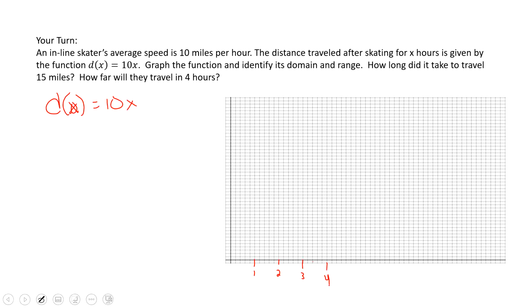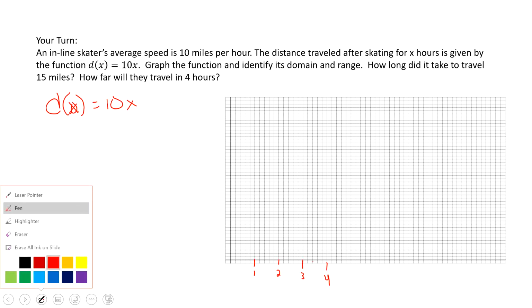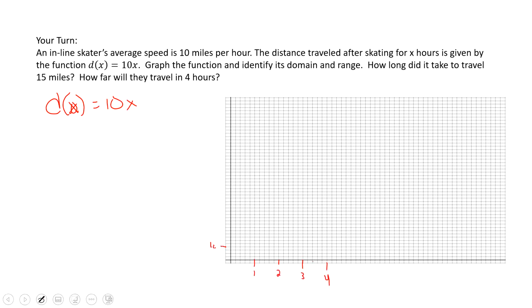Okay. Then up the side, let's do every 2 is 10, I guess. Actually, let's do every 4 is 10. That'll be better. One, 2, 3, 4. So this is 10. 1, 2, 3, 4. This is 20. That would be 30. 1, 2, yep. 40. 50. Okay. So I have my scale set up.